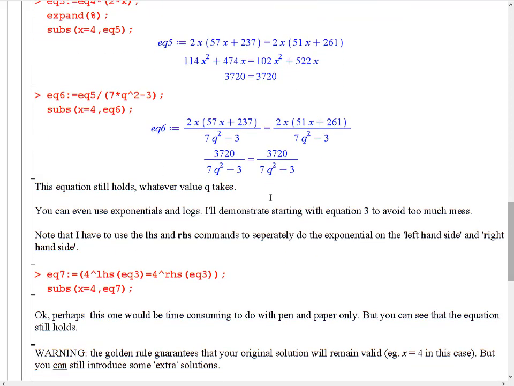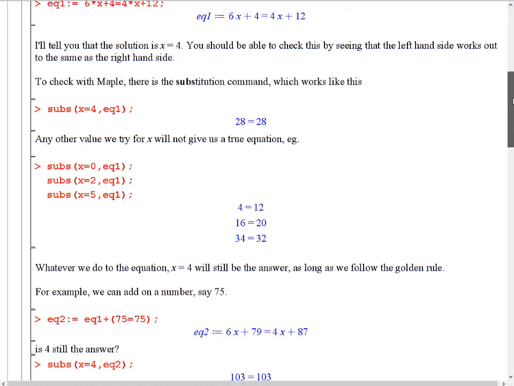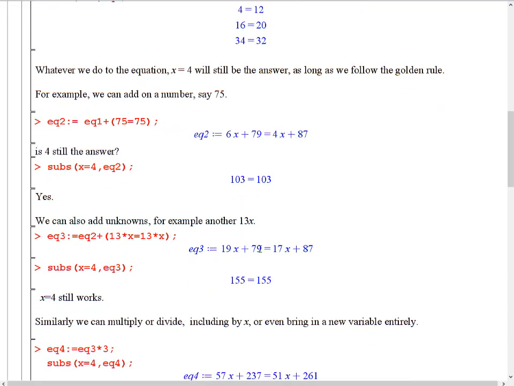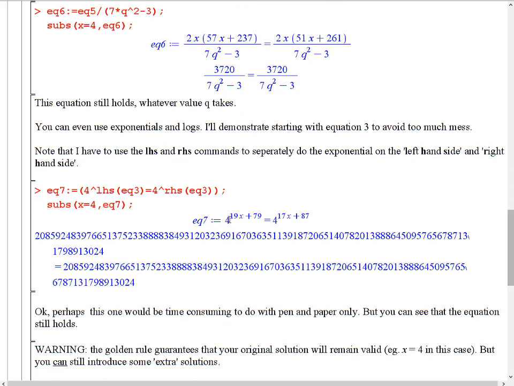You can even go crazy and start using exponentials and logs. So I went back to equation 3 above. So start with equation 3 and do 4 to the power of that. So 4 to the power of equation 3, wherever that was, that's this. So 4 to the power of this is equal to 4 to the power of this. So you get that kind of very difficult equation here, but by substituting x equals 4, you work that out, quite obviously it comes to the same thing.